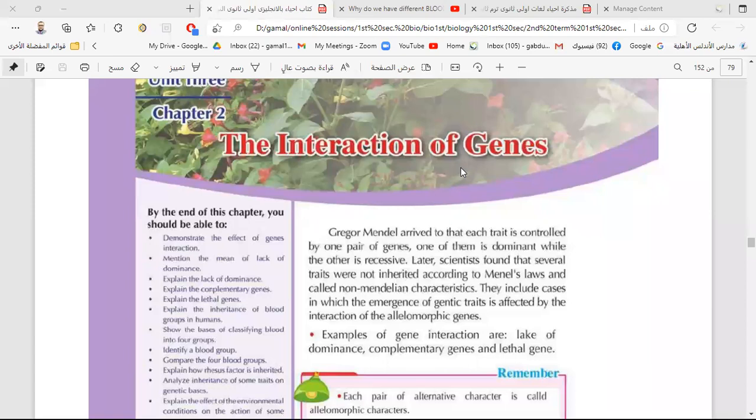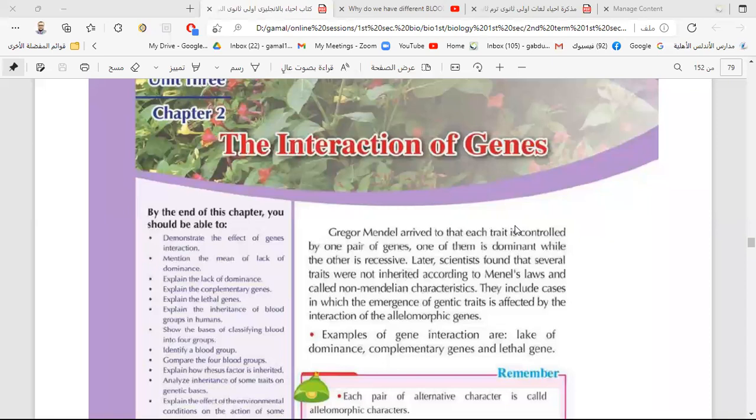The dominant trait appears when the two dominant genes are together, and when one dominant gene and one recessive gene are together. For example, R capital R capital will be a dominant trait, and R capital r small will also be a dominant trait. But when the two recessive genes come together, r small r small, only in this case the recessive trait can appear. This is complete dominance, the study of the first law of Mendel and the second law of Mendel.